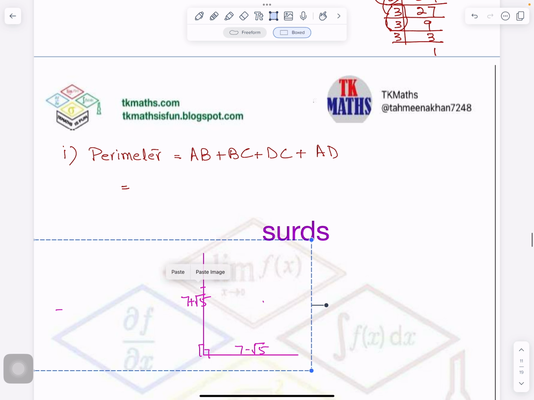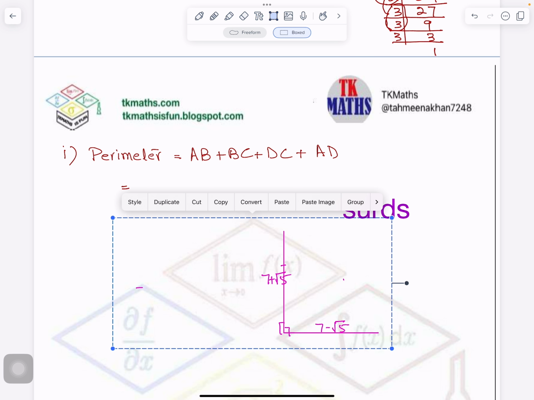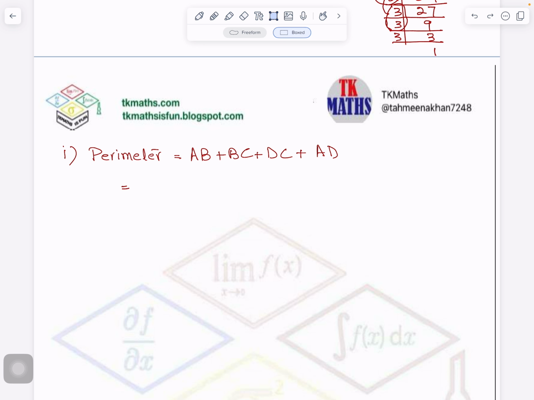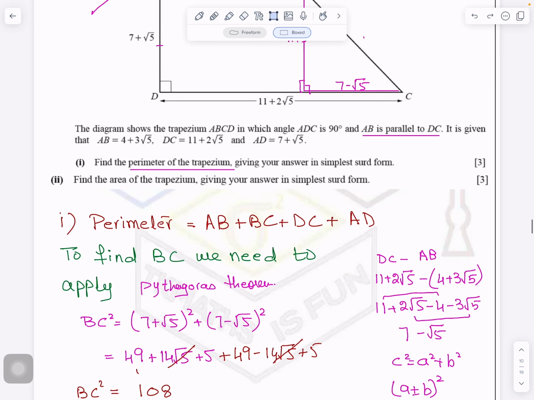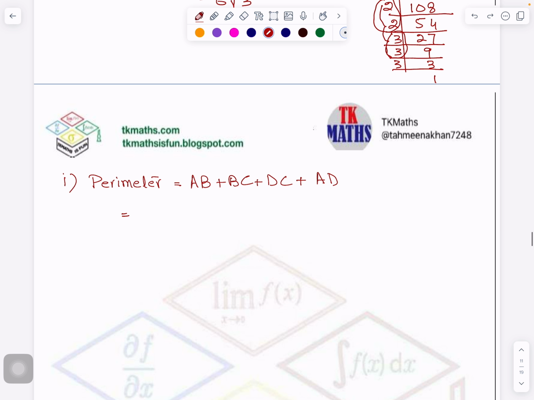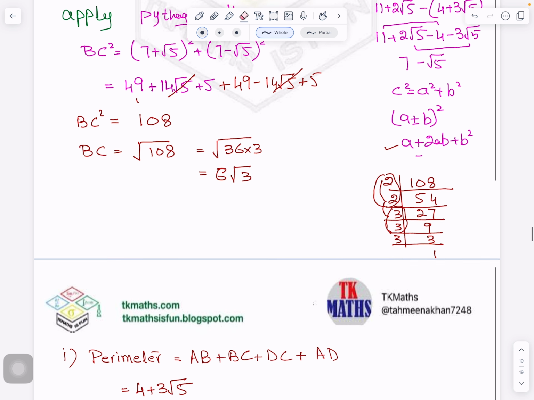Okay, it will be easy access then. Anyway, forget it. So AB was 4 plus 3 root 5. BC we have just found is 6 root 3.